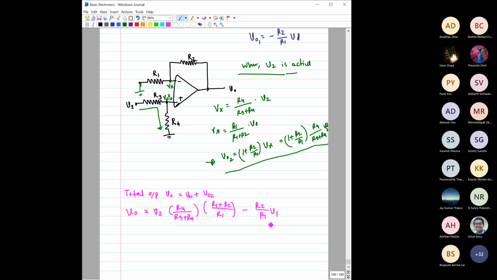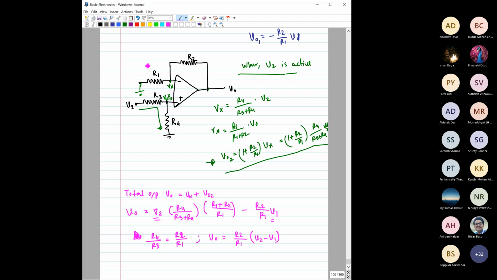So here output voltage is this one. You can clearly see it is an expression which consists of both V2 and V1, right? Then for this case, if we say R4 by R3 is equal to R2 by R1, okay, this ratio, R4 by R3 is equal to R2 by R1, right? If this ratio holds, then the output can be written as R2 by R1 times V2 minus V1.